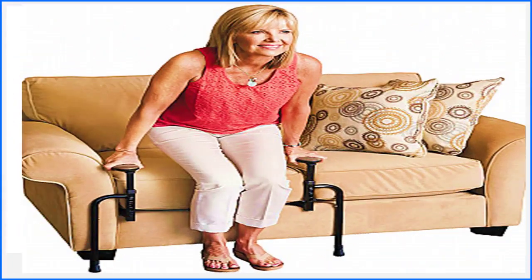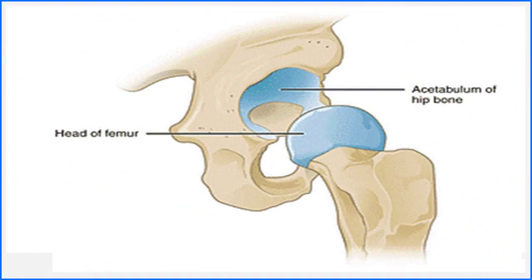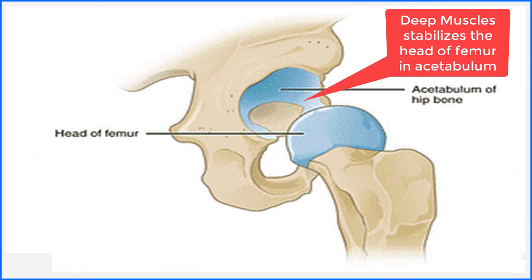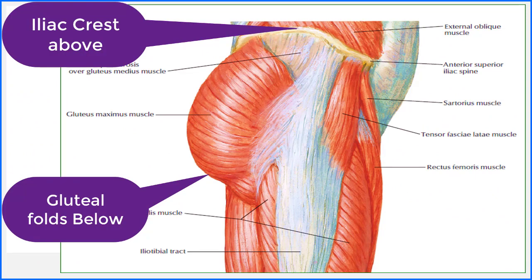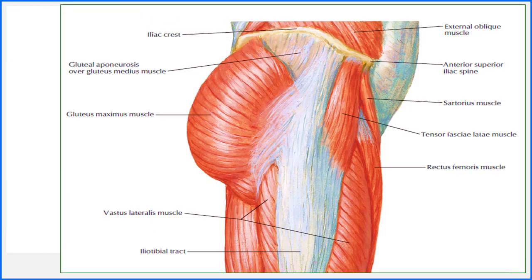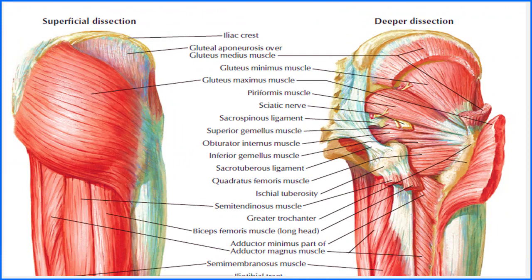These muscles help us in routine activities like raising from a sitting position. They also help us in walking. Besides this, deep muscles of the gluteal region also stabilize the head of the femur in the acetabulum, which we will also see later on. Moving towards the anatomy of this topic, the gluteal region starts from the iliac crest above to the gluteal folds below, as you can see over here. To cover the muscles of the gluteal region, focus on this image of the atlas that I am going to show you right now.